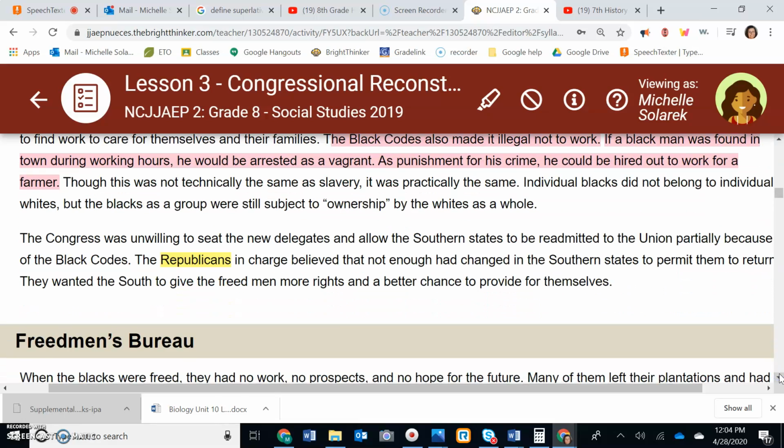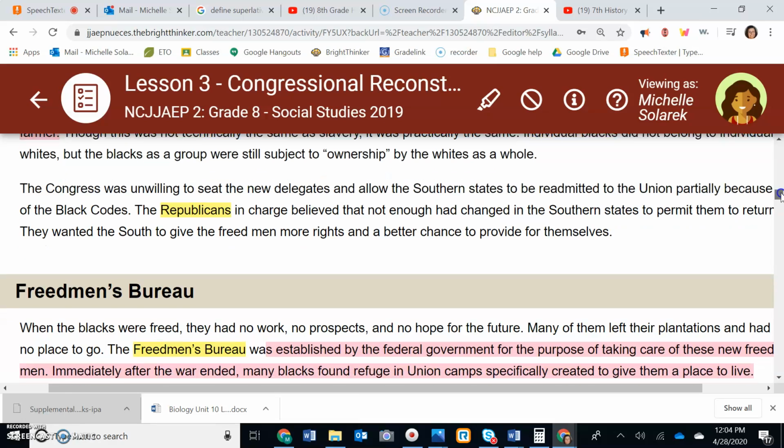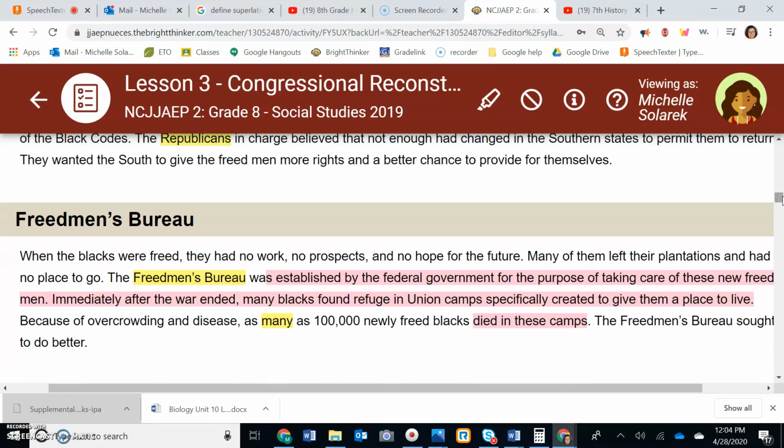So what was the name of the group? This is question number 5. The name of the group that did not believe there was enough change in the southern states and wanted to see them treat the blacks better. It is the Republicans. Number 5, the Republicans are the ones fighting for the rights of the blacks. Now, one of the things that the Republicans develop is called the Freedmen's Bureau. The Freedmen's Bureau works, but it also backfires.